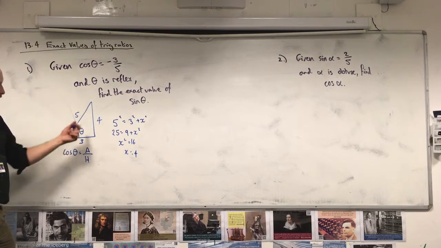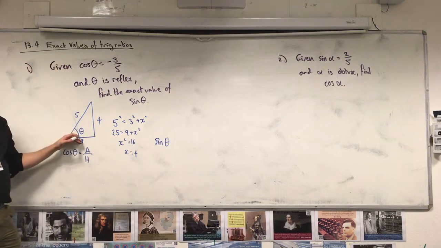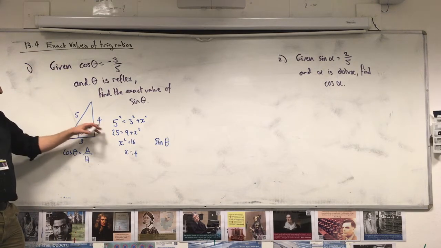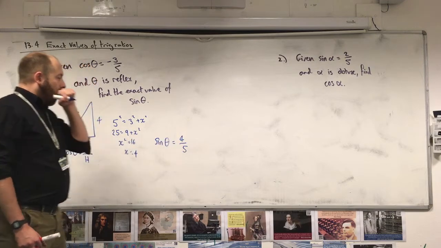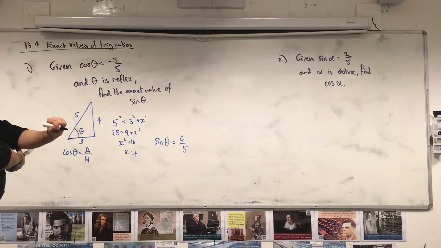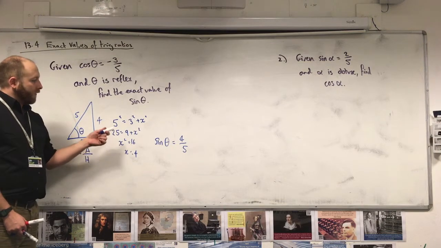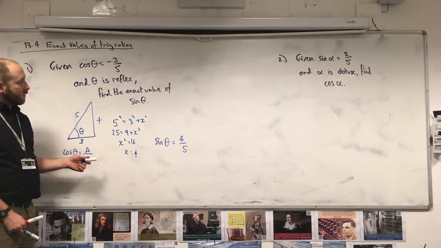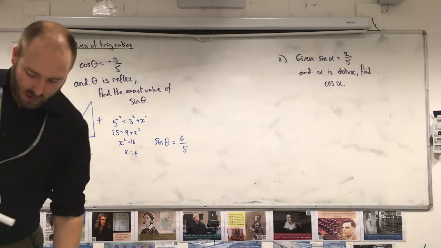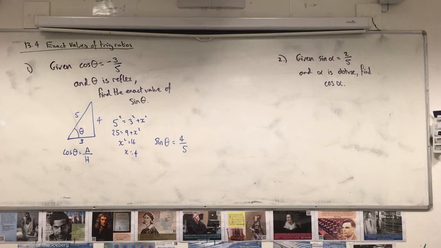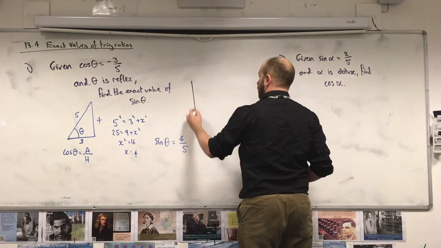So if I wanted to change this into sine, I could say sine of theta, same angle, is the opposite over the hypotenuse. You get 4/5. Now, problem is, we don't know if that's positive or if it's negative, because we've got this reflex business going on. So what we're going to do is sketch a graph of sine and see if sine is positive or negative for reflex angles.